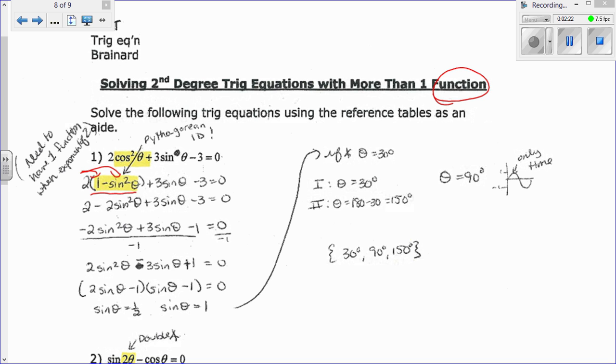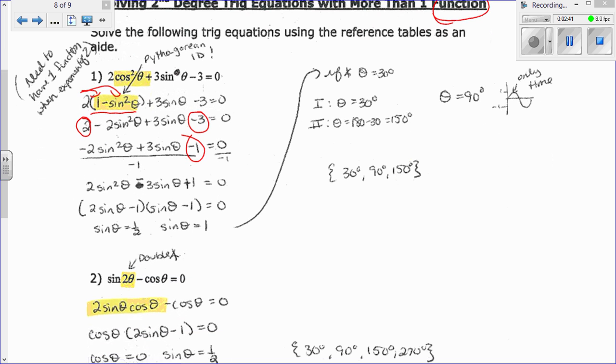Then I just combine like terms. I have a positive 2 and a negative 3, which gives me negative 1. And I have negative 2 sine squared theta plus 3 sine theta. Well, I never like to have negative x squared values, so I just divide the whole thing by negative 1 to get rid of my negative x squared. And in this case, instead of x squared, it's sine squared. So I have 2 sine squared theta minus 3 sine theta plus 1 equals 0.